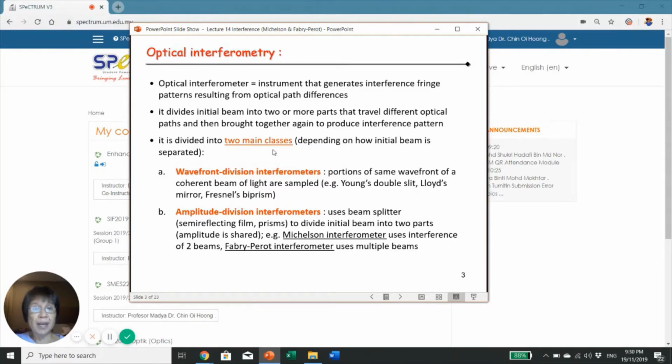There are two main classes of interferometers: the wavefront division, example of which we have described in the Young's double slit, and the amplitude division interferometer, whereby the amplitude is divided by using a beam splitter. And the thin film interference pattern that you see from a thin film is an example of the amplitude division. And now today we'll look into Michelson interferometer.